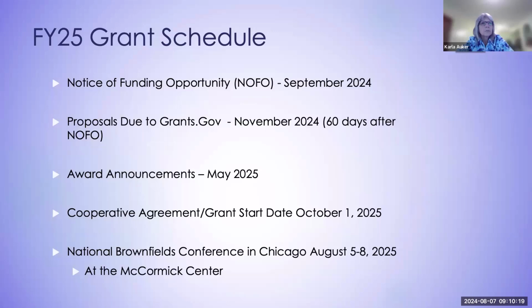You can request pre-award costs, even though the grant project and budget period will start on October 1st. Those can be up to 90 days prior to the grant award. And the reason I say that is because our National Brownfields Conference is going to be in Chicago this year, August 5th through 8th at the McCormick Center. So if you apply for a grant this year, consider whether you want to include in your budget, if awarded, travel to this year's Brownfields Conference. Next slide, please.